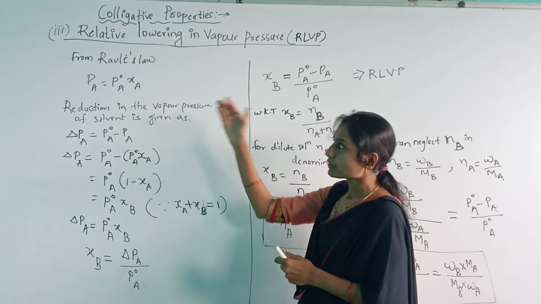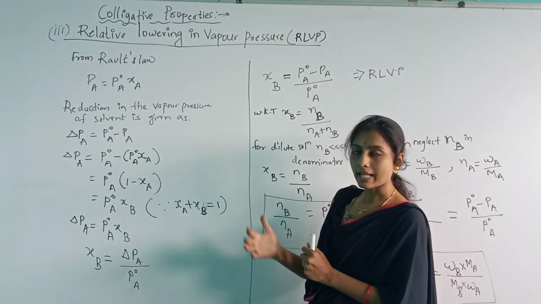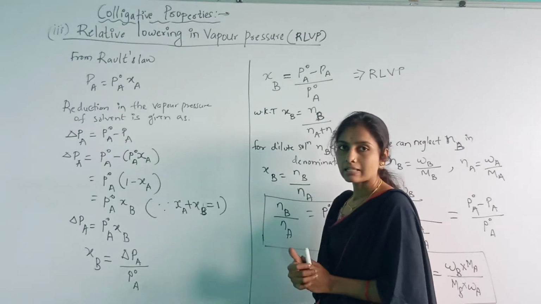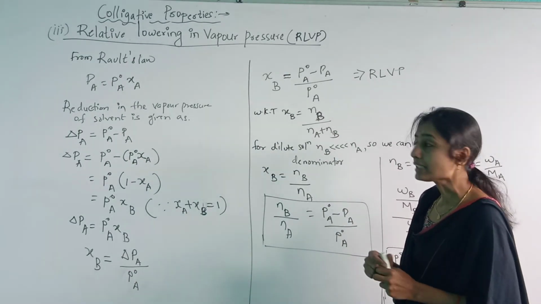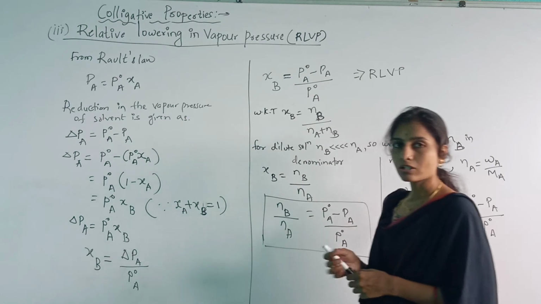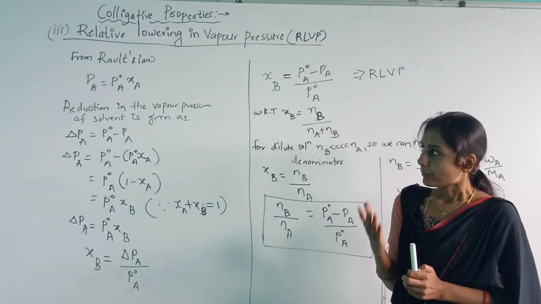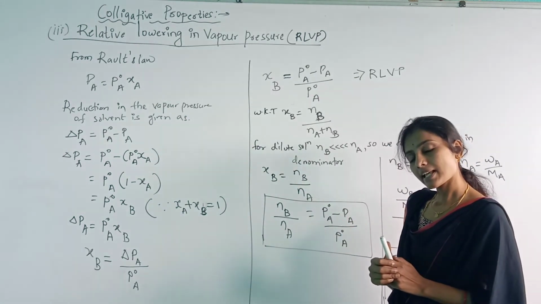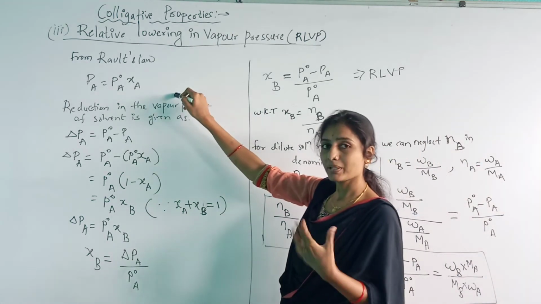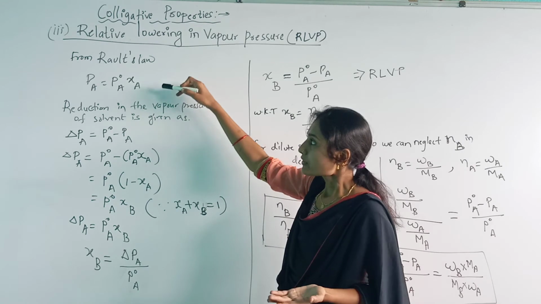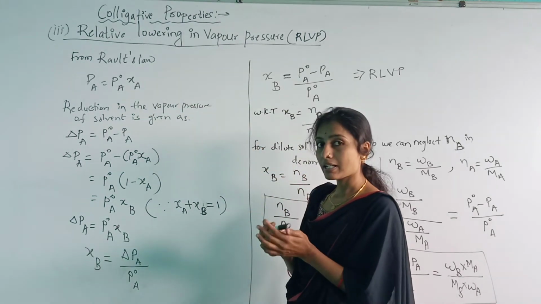What we are doing? To define or derive the colligative property relative lowering in vapor pressure, we are considering Raoult's law. It states that PA is equal to P naught A XA, or PB is equal to P naught B into XB. This we have done in previous videos. So from this Raoult's law we are deriving.